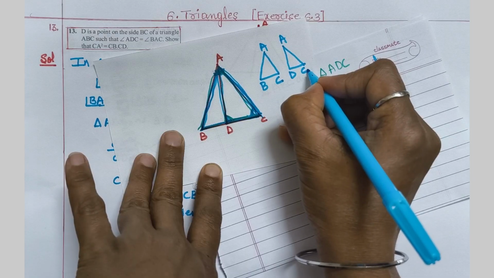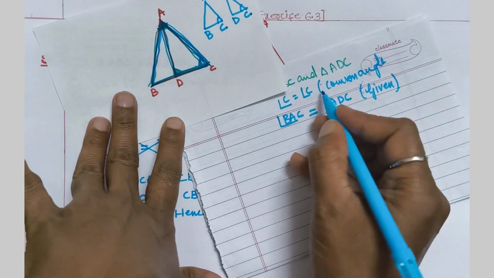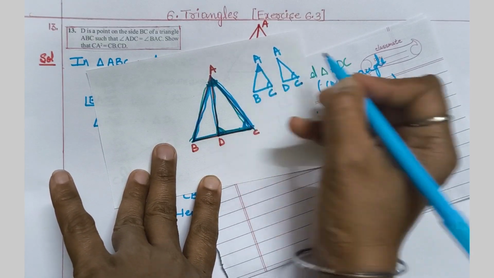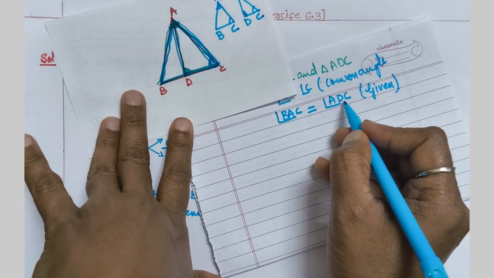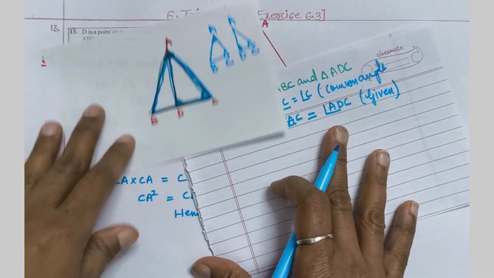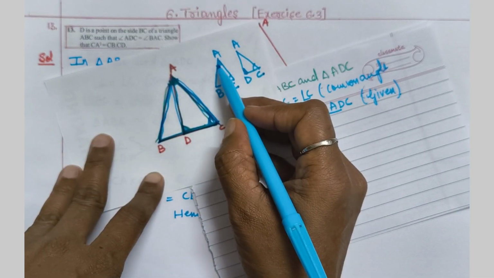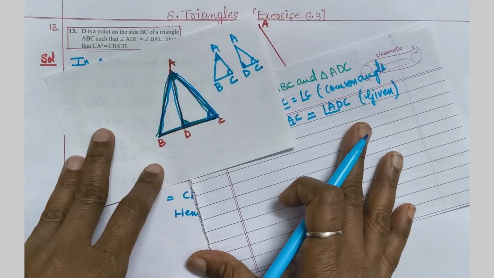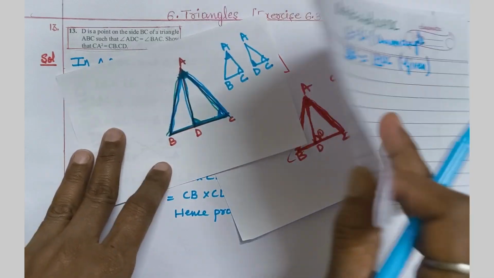We are comparing these two triangles. C is the common angle. Angle C is equal to angle C, which we have written. Next, in the question it is given that angle A is equal to angle D. So, which criteria is there? The angle criteria, so these two triangles are similar triangles.